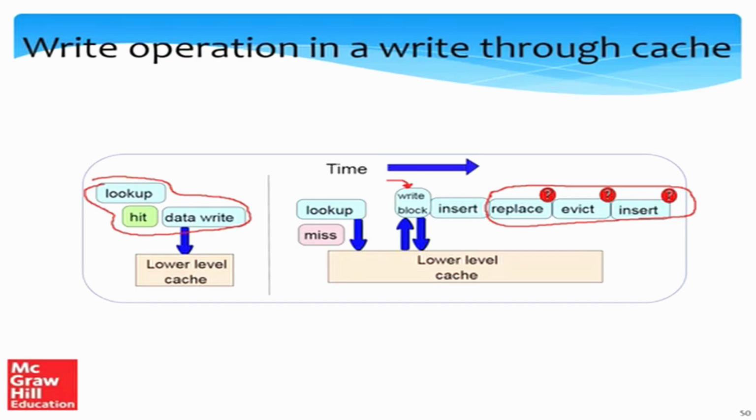Note that in this replace, evict, insert sequence, nothing needs to be done. We don't need to access the lower level cache. The reason is that this is a write through cache, so we don't have any lines in the upper level which have any modified data. The modified bit for all write through cache lines is 0. This is essentially because we have written the block at an earlier point of time, which is this point, to the lower level.